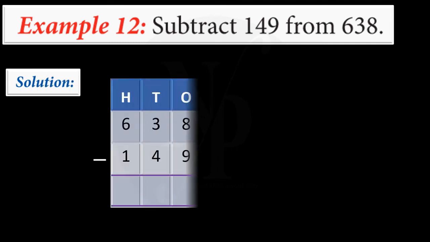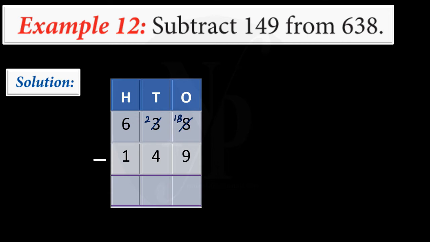Solution. Let us write down the given numbers in place values table. 638 in the first row and 149 in the second row. Here we need to subtract 9 ones from 8 ones, which is not possible. We have to regroup. So we make this 3 tens as 2 tens and we borrow 1 ten to the ones column, which is 10 ones. 10 ones and 8 ones together becomes 18 ones.